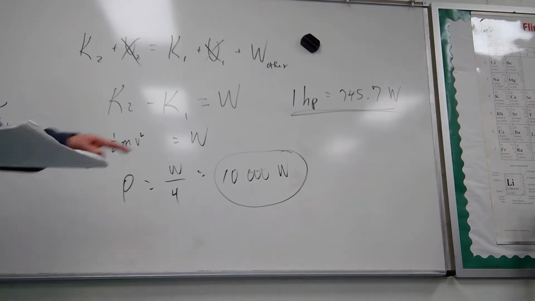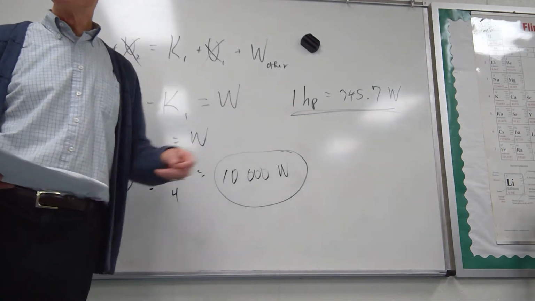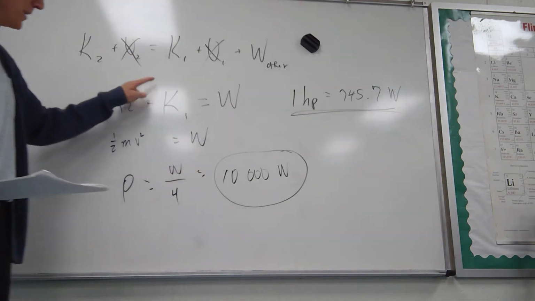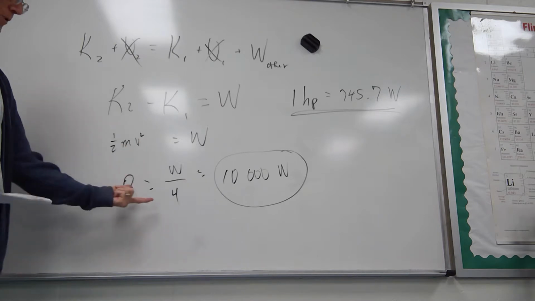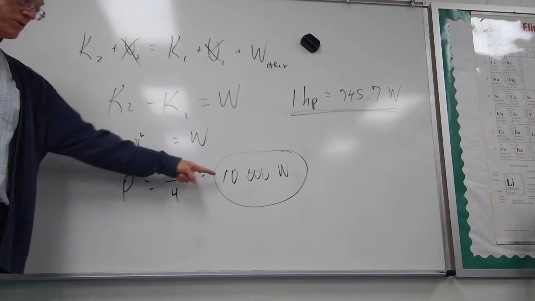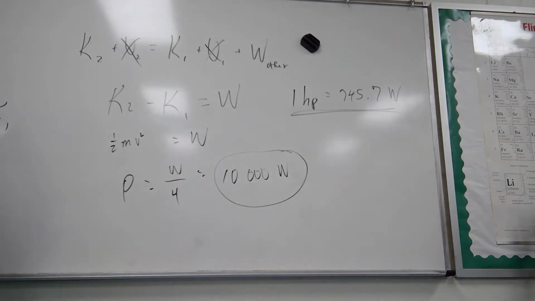All right, but you don't have to know the horsepower thing. That won't be on your test. This, you need to be able to do this. Find the work done by the cheetah and divide it by the time, and you've got the power. The power of the cheetah.